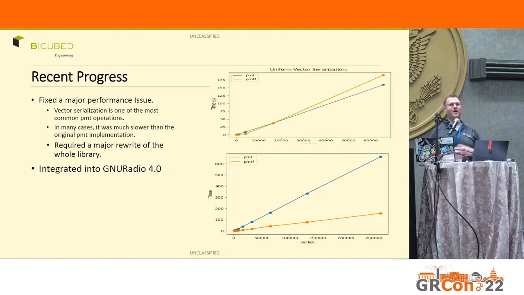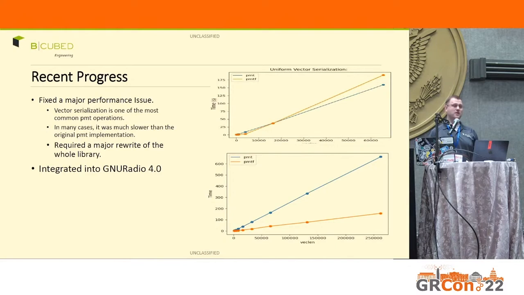A very important operation is that we want to serialize a vector or a packet data unit, PDU, and send that from one flow graph to another, be it on the same host or on a different host. And for small vectors, the new PMTs were a little bit faster, but for large vectors, they were actually slower. Having a nice, modern C++ interface is great, but if I had to pick between a good interface and fast performance, I would generally pick the fast performance.